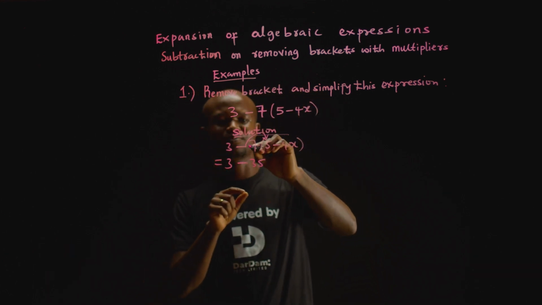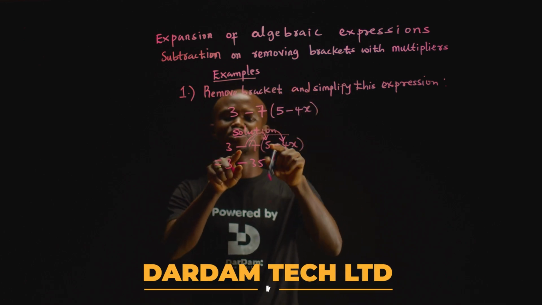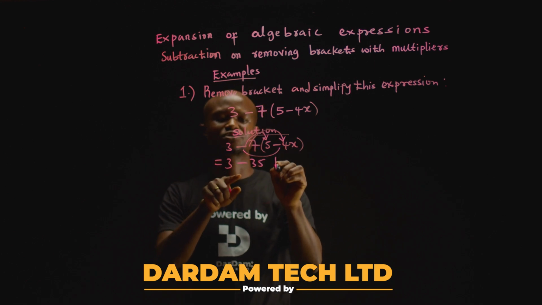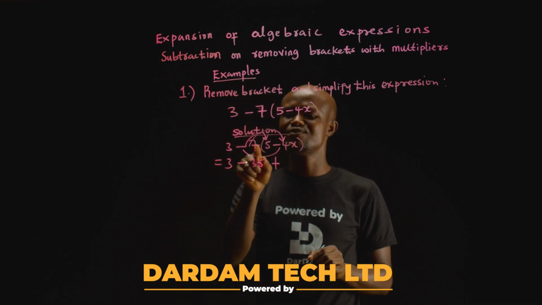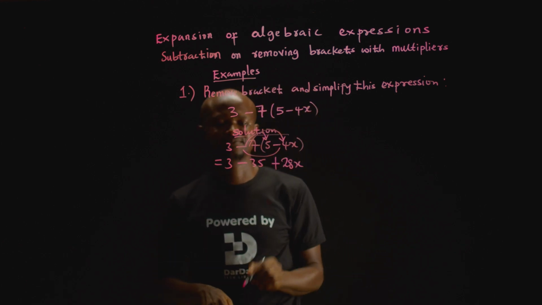Then minus 7 will multiply minus 4x. Minus times minus will be what? Plus. So we have 7 times 4, that is what? 28. So we have 28x here.